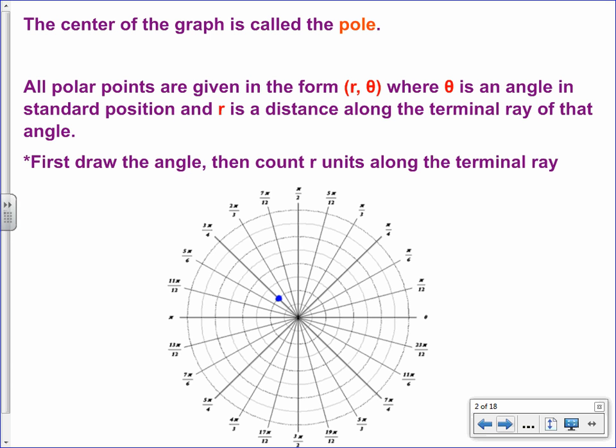Now let's recall, this should be easy to remember. Positive rotation, we go counterclockwise; negative, clockwise. What about if r is negative? Then we're going to go backwards from the angle. So we're going to rotate and then move backwards. So we are going to plot some points here.